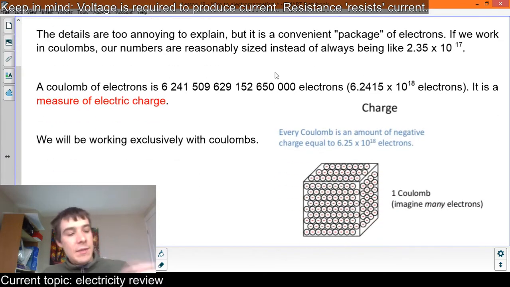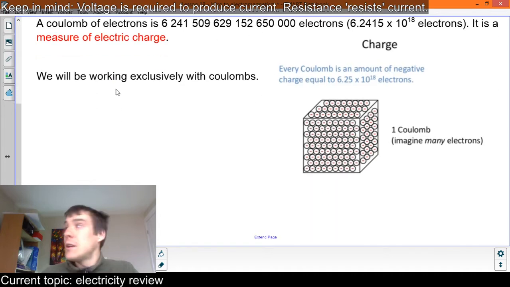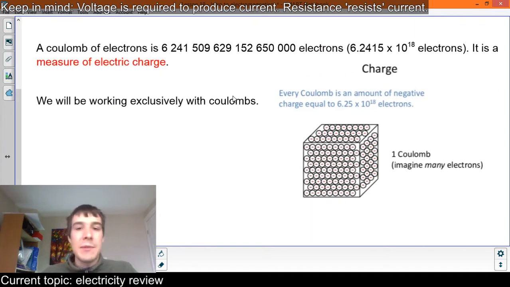It was defined in a certain way back in the day by experiment, but now we know that it's about this many electrons. Specifically that many. It's been internationally defined as exactly that many electrons, and it's the measure of electric charge. We're going to work with coulombs because it's annoying to talk about per electron. We're going to talk about energy per coulomb of electrons. So think about it like a billion or a million. It's like a pack of electrons, basically.